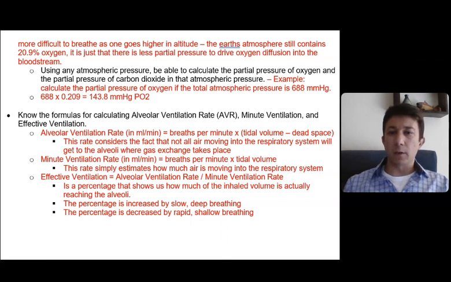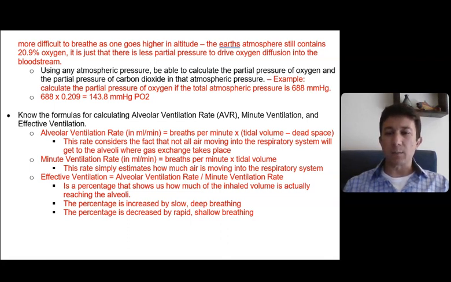So the alveolar ventilation rate takes into account how fast you're breathing, so it takes into account your breathing rate, your breaths per minute, and it multiplies that by the tidal volume minus the dead space. Now the tidal volume is just whatever volume of air you happen to be breathing at that particular point during your inhalation and exhalation cycles, and it subtracts what we call the anatomical dead space.